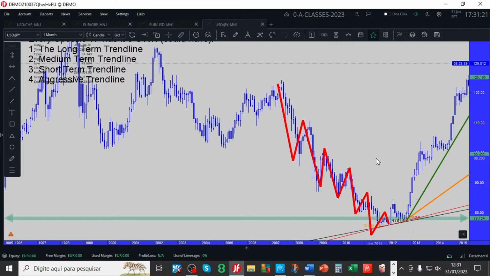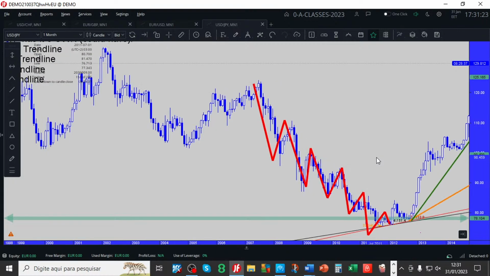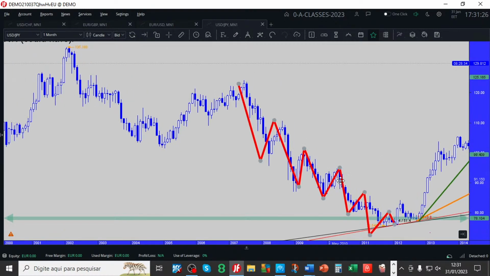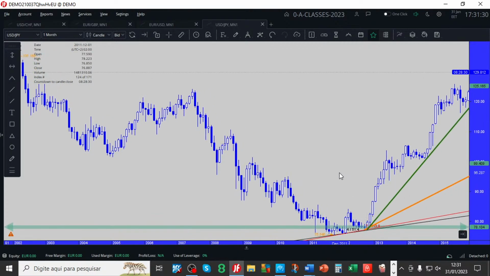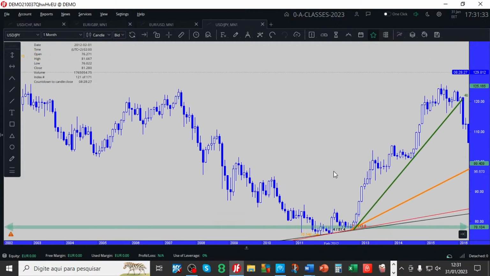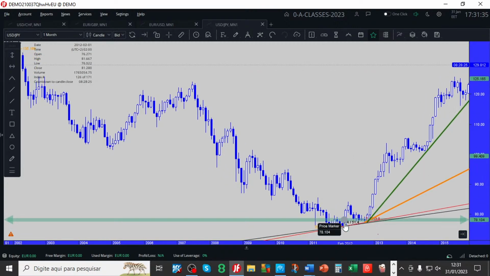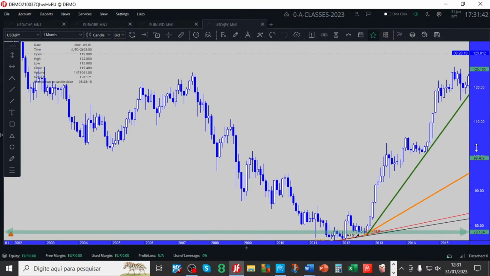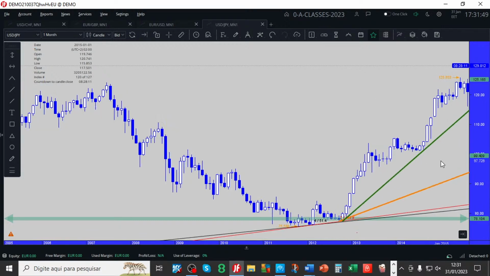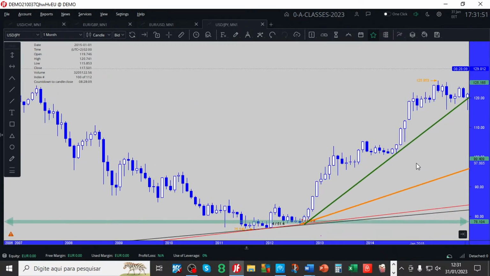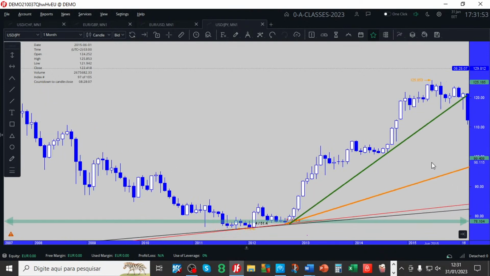So back in time we were buying USD JPY for real, and we were monitoring the price action. And even if you don't know the future, you would already have the long term, the medium term, the short term, and the aggressive one. Why, boss? Because you have enough data, you have enough price action, right? And you would buy or stay long, and then bam.